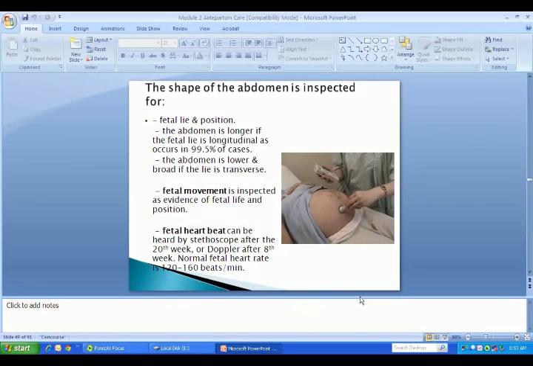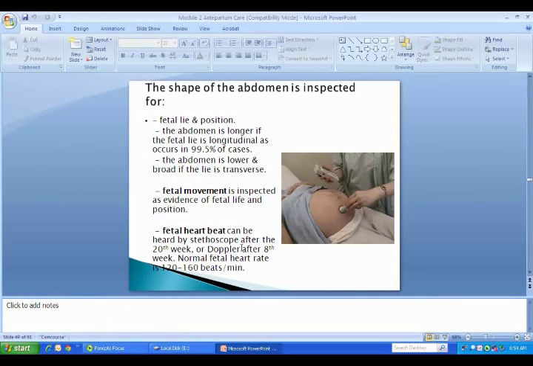We also check the fetal lying position. Is the fetus lying longitudinal? A breech or head first delivery will be up and down, and that's longitudinal. Vertical lie is very rare. That's known as a shoulder presentation.